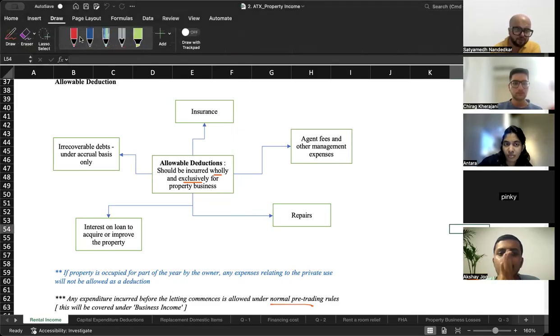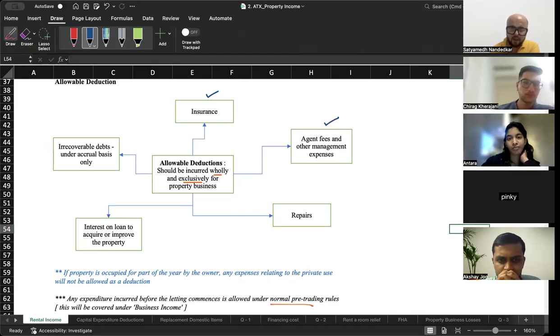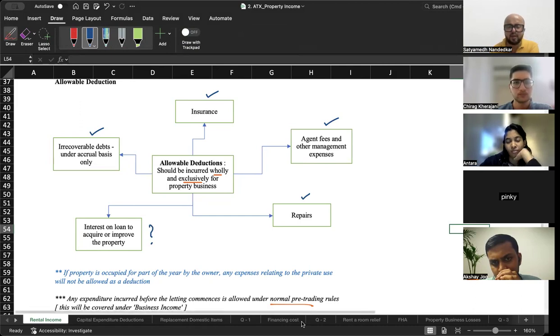Out of which, these items: insurance, self-explanatory, property insurance. Agent fees and other management expenses, you appoint a broker for letting out the property, allowed. Then repair to property, allowed. Bad debts, allowed under accrual. This is something which is new: interest on loan to acquire property. We'll see what that is.